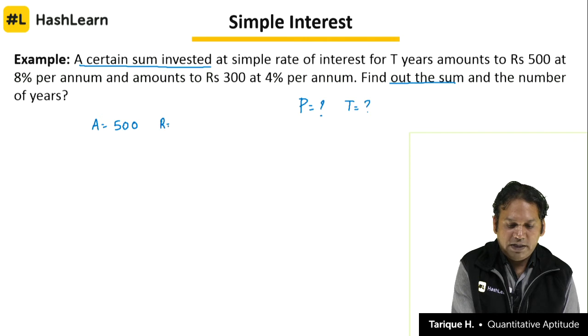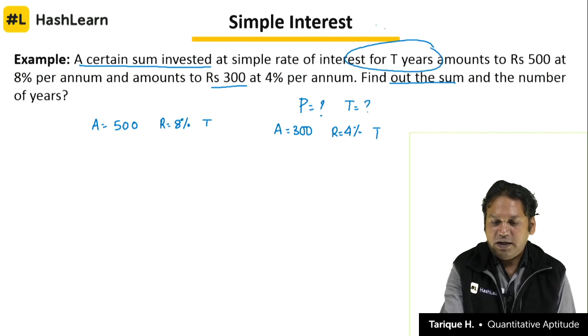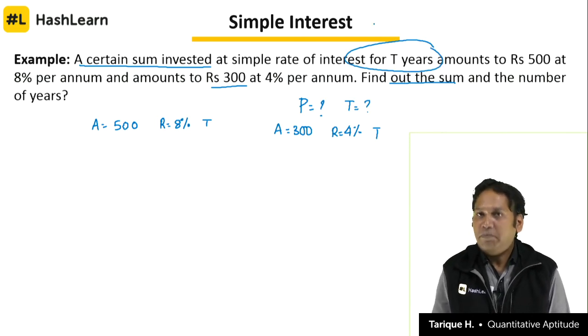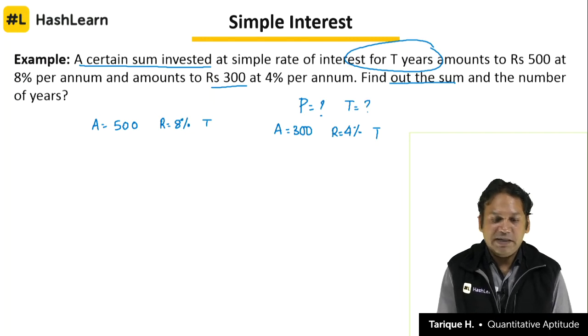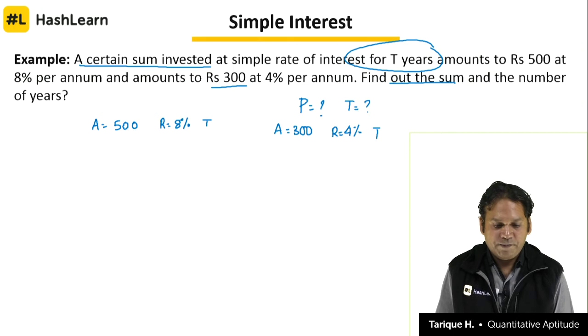At what rate percent? 8%. Time period we do not know. Similarly, next thing is amounts to rupees 300. What is the amount? 300. At what rate percent? 4%. Again, time is same in both the cases, and principal is same. In one case it is 8%, amount becomes 500; in another case 4%, amount becomes 300.